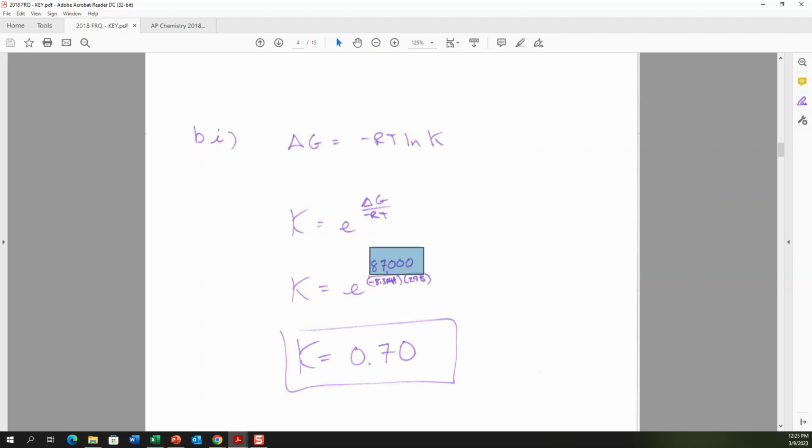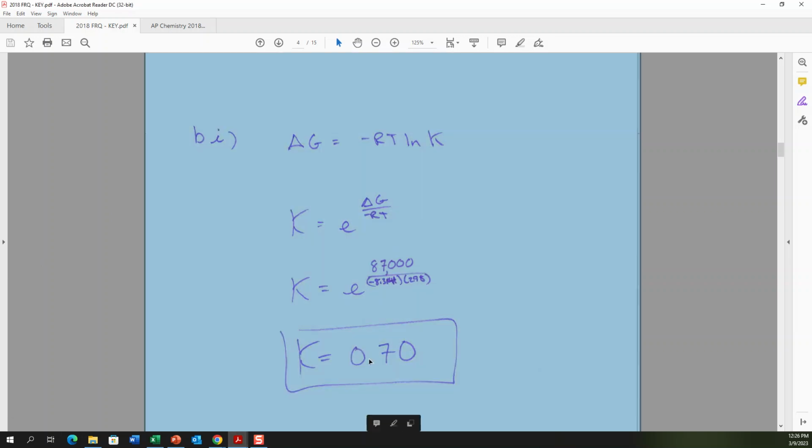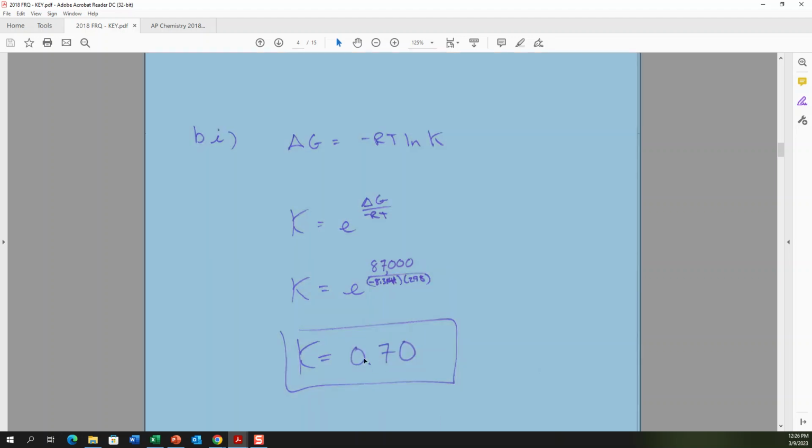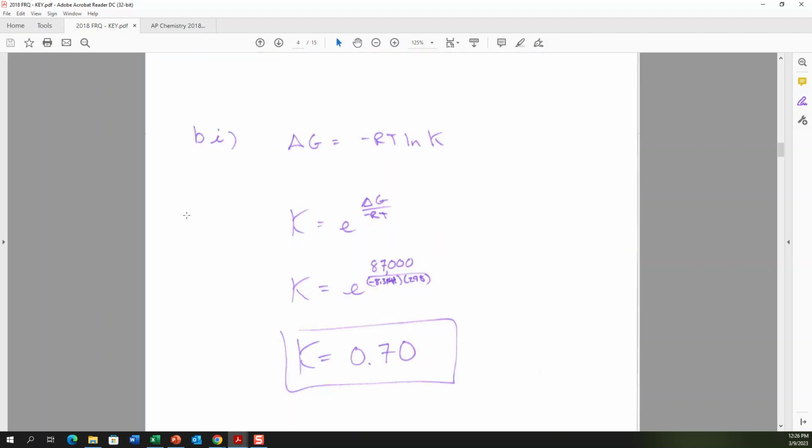If it's 870, the K value is not going to be 0.7. It's going to be something different. Let me calculate it real quick. Okay, so scratch that. The correct answer is 0.7, but not when you use 87,000 here. So I guess I just miswrote it on the key. This should not be 87,000. This should be 870 on top. But when you put 870 on top here, you do get 0.7 for the equilibrium constant.